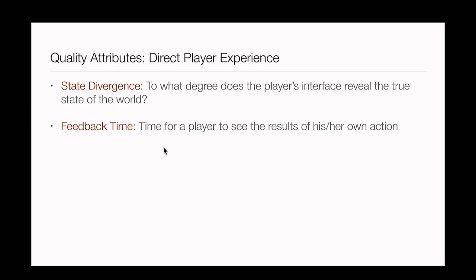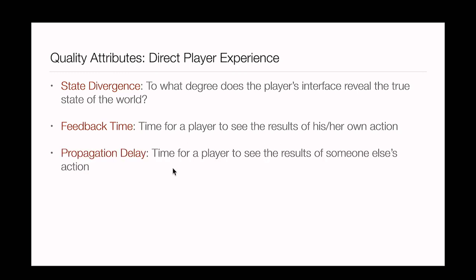So there's feedback time. If the player does something on their computer, and their computer has to talk to a server somewhere, the server has to send a message back to the computer before anything happens. There could be some time delay between when the player actually does something and when they actually see that thing happening in the game. Propagation delay is the time for a player to see the results of someone else's action. So with two players playing over a network, player one does something, and it might be some time later before player two actually sees what player one did.